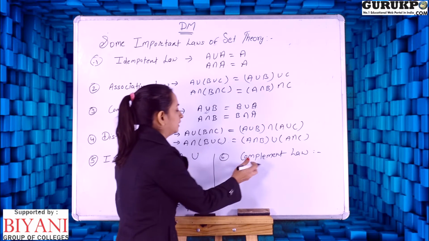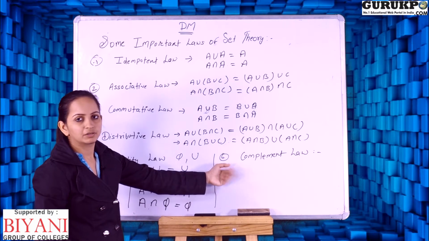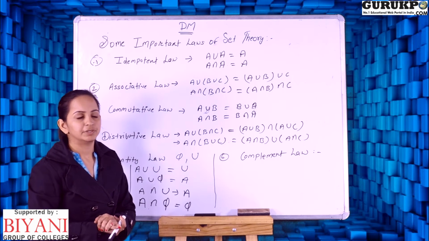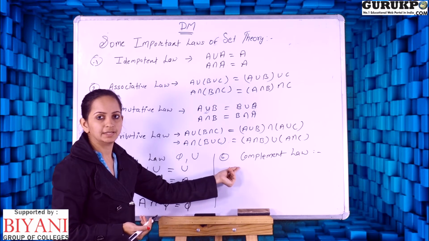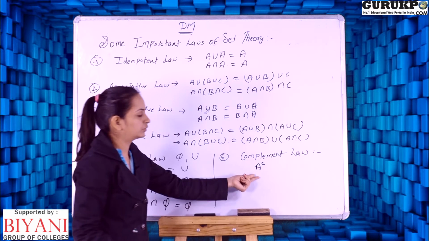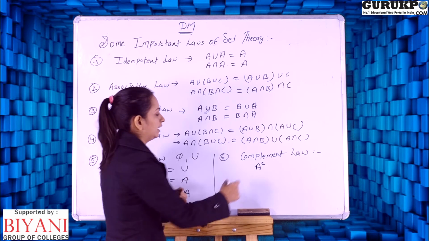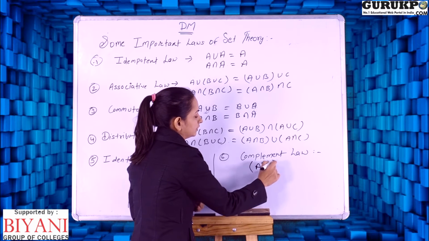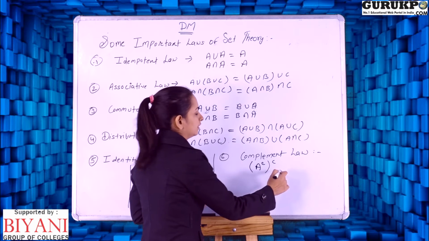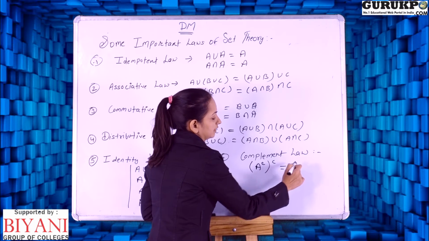And the next and last one is called the complement law. I have already discussed the complement operation, how we can find the complement of a set. If I find the complement of a set, that is denoted by A power C, and if I again complement this complemented set, I get back my own set A.